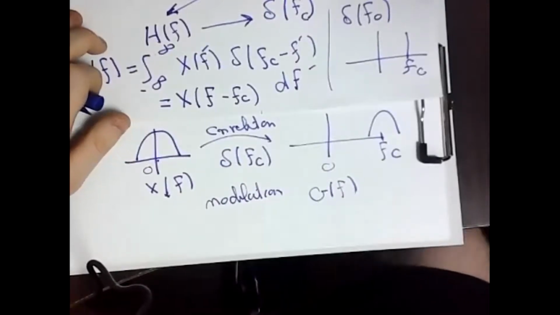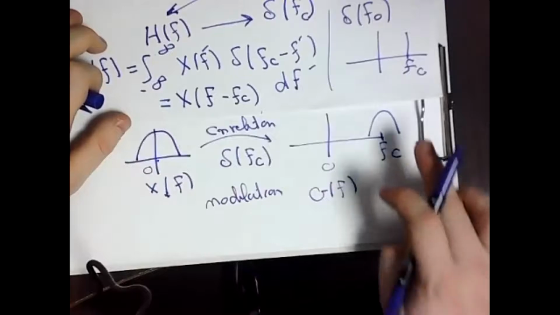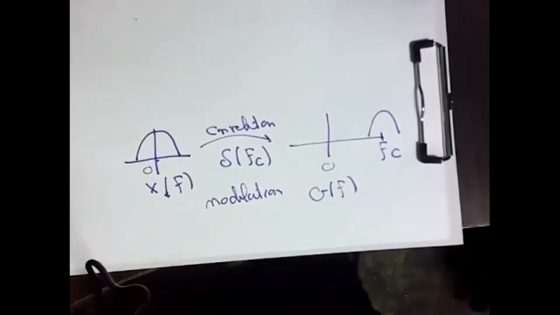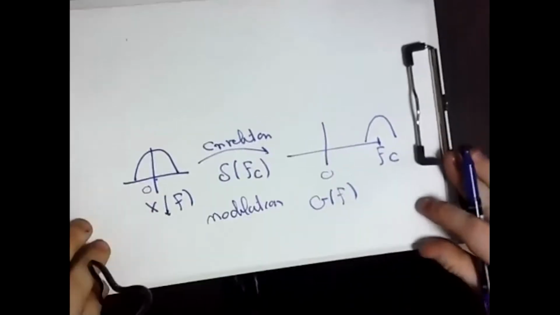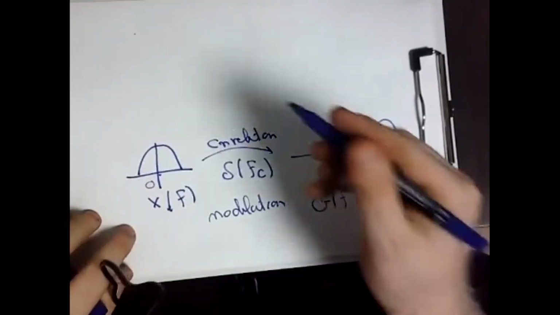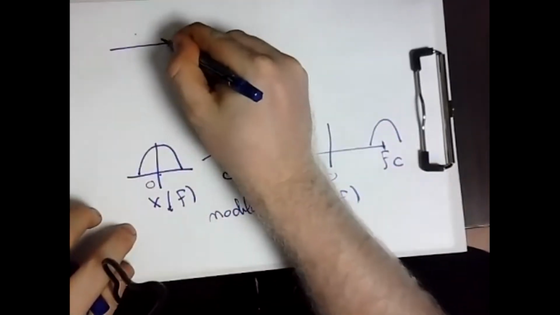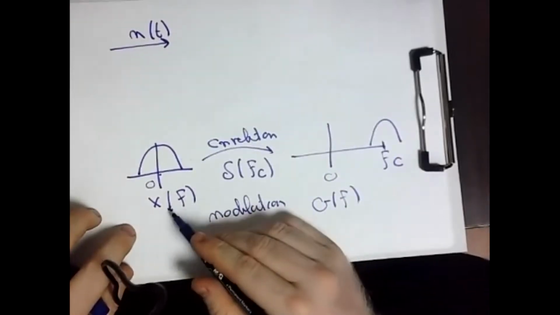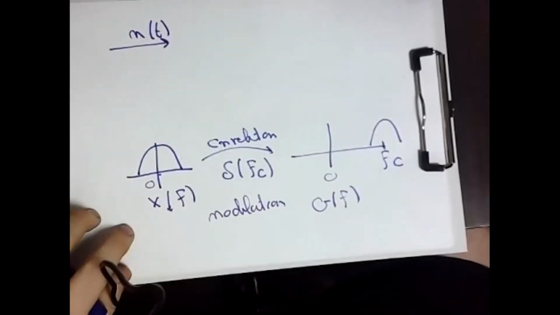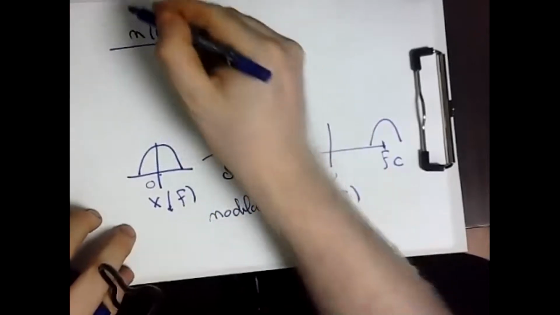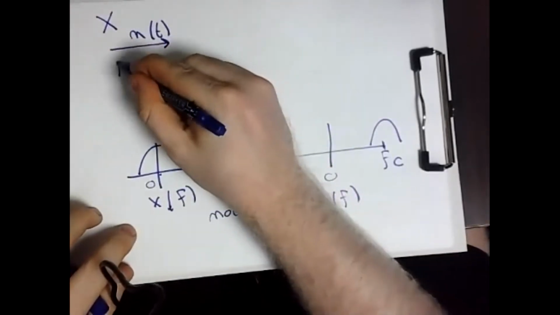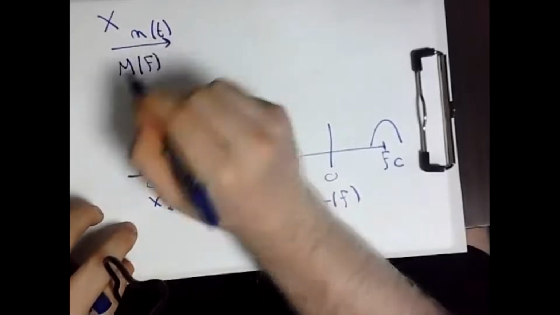Perfect. So now, after doing this shift, we have concluded the following: this is our input message, m of t. But you will stop me for a while and tell me, no, you are wrong. We are not dealing with a time domain, my dear. We are dealing with a frequency domain. So this is m of f.